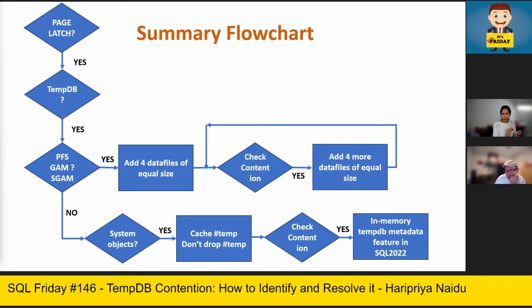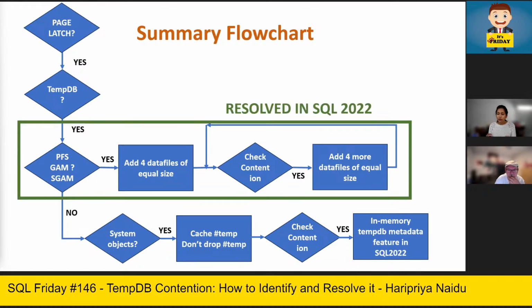Okay, I'm seeing this. What do I do next? I don't see this, but I see system objects. What do I do? This flowchart should be very helpful to you when you see TempDB contention. And also that part in the green box, only that is resolved in SQL 2022.